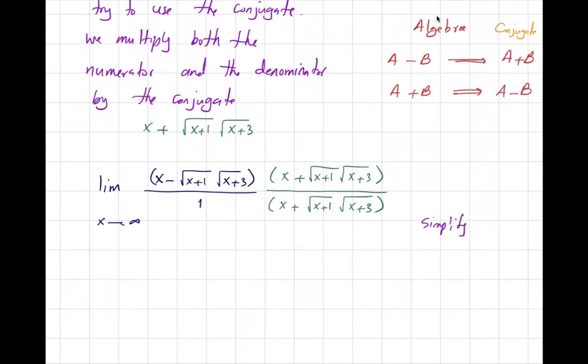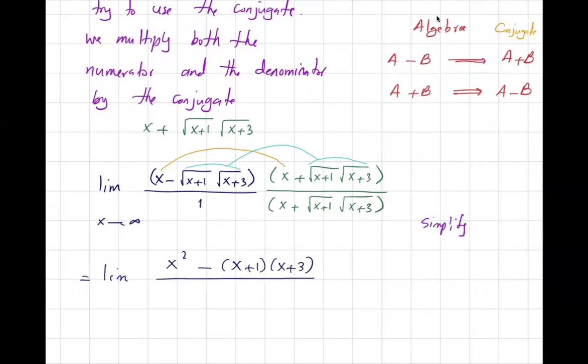So basically, when you simplify the numerator, here you have x times x, which is x squared, minus the multiplication of these two quantities. So you get rid of the square root. This is equal to the limit of x squared minus x plus 1 times x plus 3, divided by 1 times x plus square root of x plus 1 times square root of x plus 3. Then take the limit as x goes to infinity.